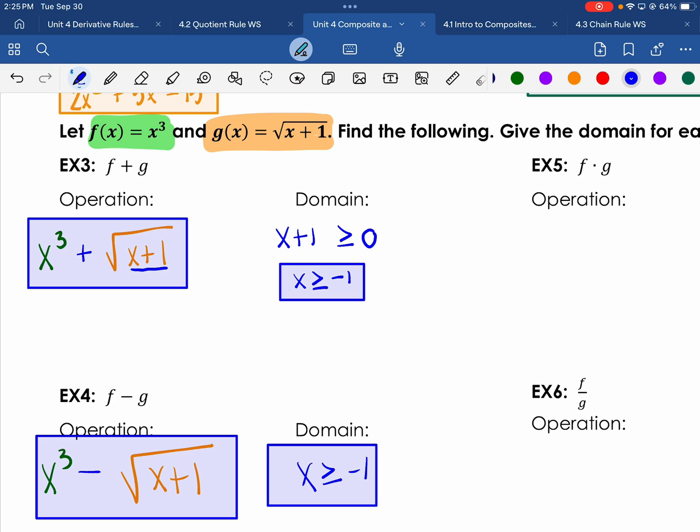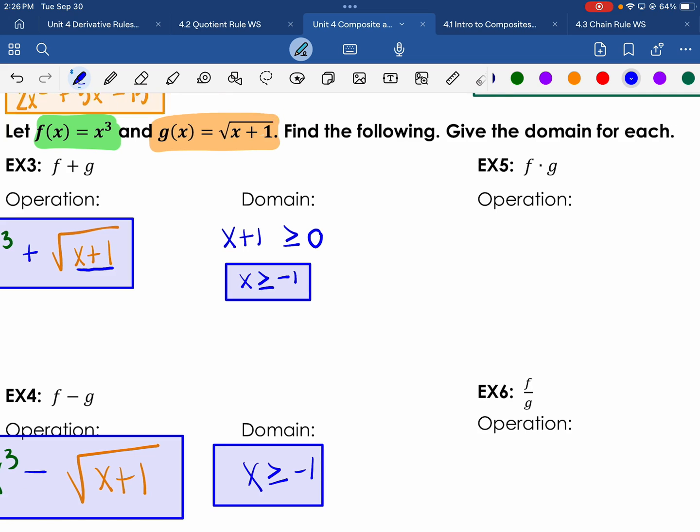Y'all know why we have to set the inside greater than or equal to 0, right? Because what happens if you get negatives? Imaginary, yep. So if you get negatives inside your square root, you get imaginary numbers, and we don't want those. But also, Bryson's right, it's because it says it on the poster. So yes, make sure you follow the rules.